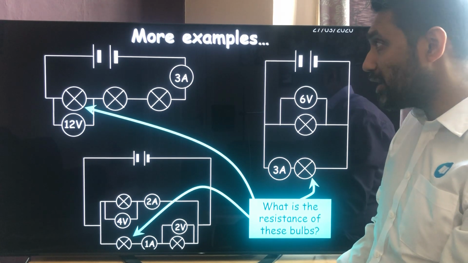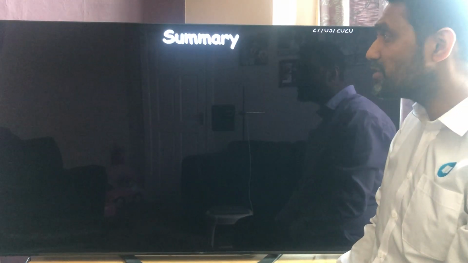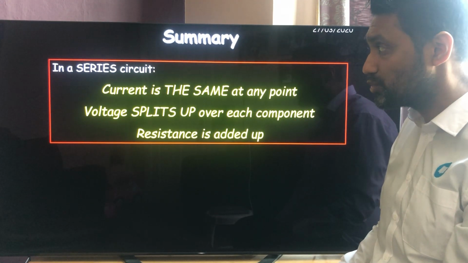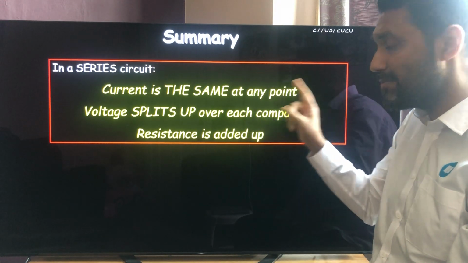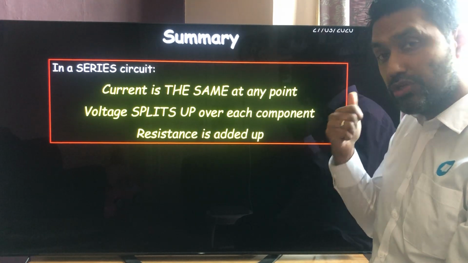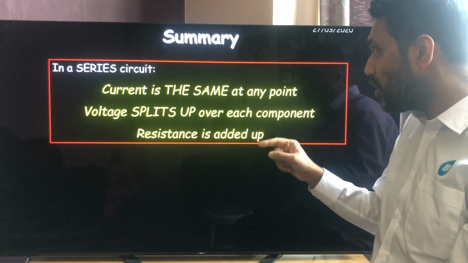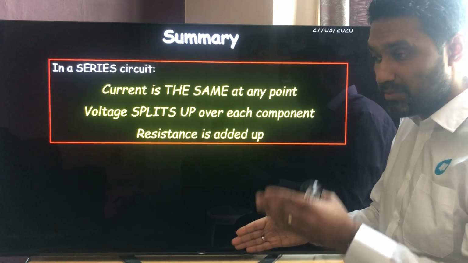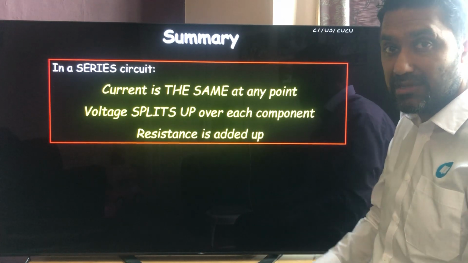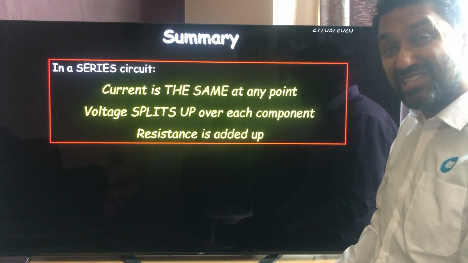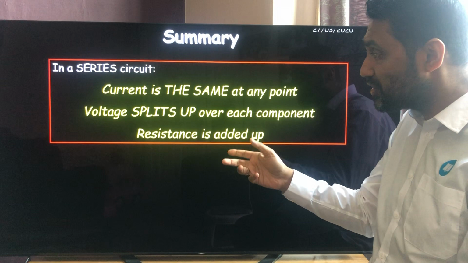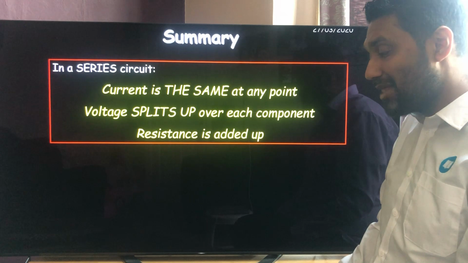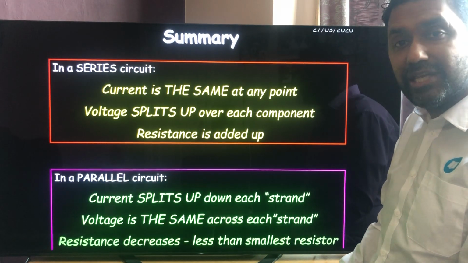So to finish off, to summarize these last 2 lessons, what have we learned? We've learned about series circuits. And these are the 3 rules. You must memorize these 3 rules about how series circuits work. In a series circuit, one, the current is the same at any point, all the way around. Two, the voltage is split up over each component. Remember, so you've got 6 volts across the battery, and there's 2 bulbs, it'll be 3 volts and 3 volts. It gets split up, and that's why the bulbs get dimmer. And the last thing, how do I work out the resistance? You add them up. So in a series circuit, you just add up all the resistors, or the resistance of each of the components.